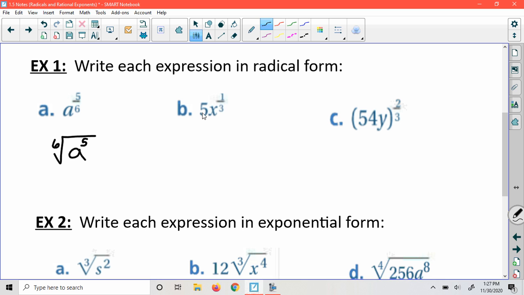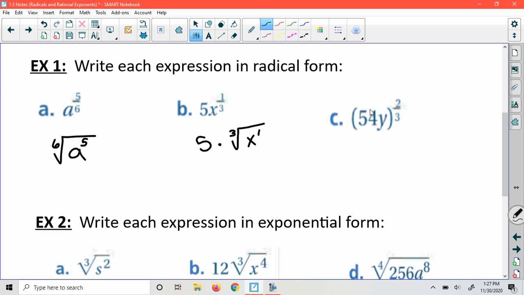The next one, 5 times x to the 1/3 power. Now, because there's no parentheses anywhere, the 1/3 power is only really connected to the x here. The 5's just hanging out front, multiplying everything. So it'll be 5 times, and then we'll switch this next part to radical form. The 3, the bottom number, is the root. The 1 is the power, which I guess you don't even have to really write that one there.